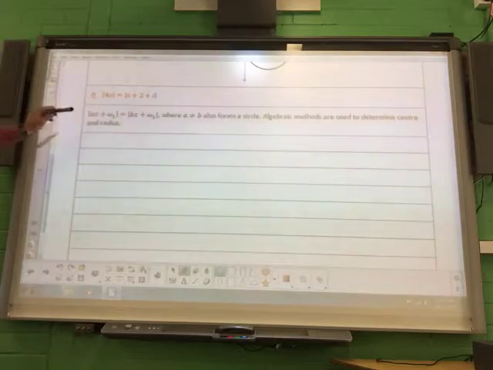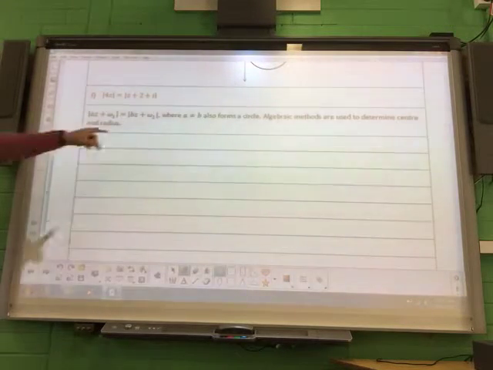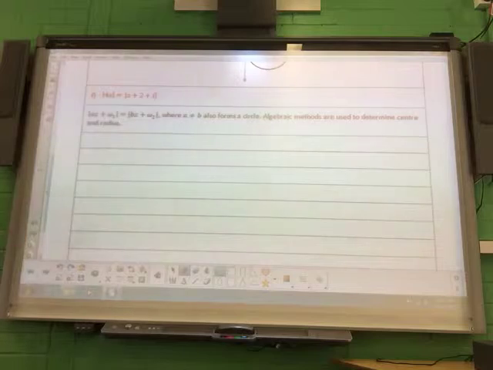So the condition is the modulus of az plus omega 1 is equal to the modulus of bz plus omega 2. We'll also form a circle. So where a equals b is a line, where a is not equal to b is going to be a circle. So we have to use an algebraic method to find the centre and the radius, by doing something similar to what I've already done.